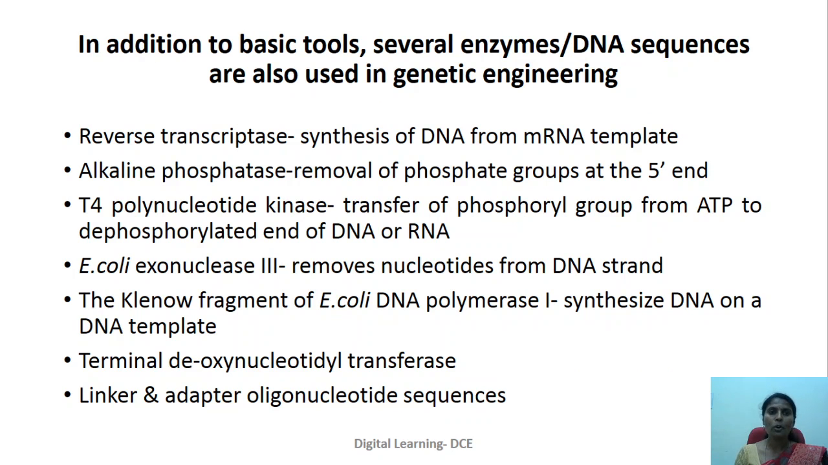In addition to above mentioned four basic tools, several enzymes and DNA sequences are also used in genetic engineering as tools. Reverse transcriptase are a group of enzymes which synthesize DNA from mRNA template. Alkaline phosphatases are involved in removal of phosphate groups at the 5' end of the DNA. T4 polynucleotide kinase transfers phosphoryl group from ATP to dephosphorylated ends of DNA or RNA. E. coli exonuclease 3 are the enzymes which are involved in removal of nucleotides from the DNA strand.